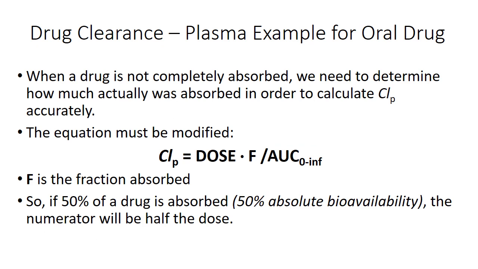So in reality, sometimes we have oral dosages, right? Sometimes we have other administration routes. So when a drug is not completely absorbed, we need to determine how much was actually absorbed in order to calculate the plasma clearance accurately. The equation must be modified, so it's very simple. Instead of putting dose, you're putting dose times the fraction that we know is absorbed.